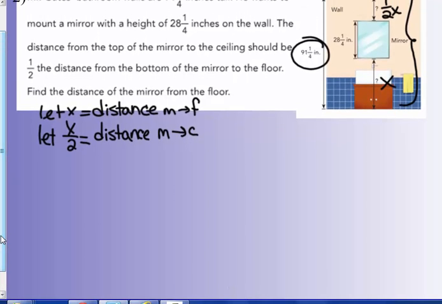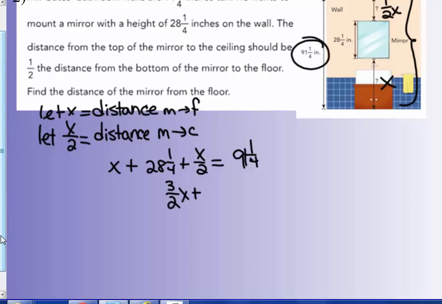Okay, so I have x plus 28¼ plus x over 2 gives me 91¼. So putting my x's together first, I have a whole x and a half x, which is 3/2 x, plus the 28¼ equals 91¼.